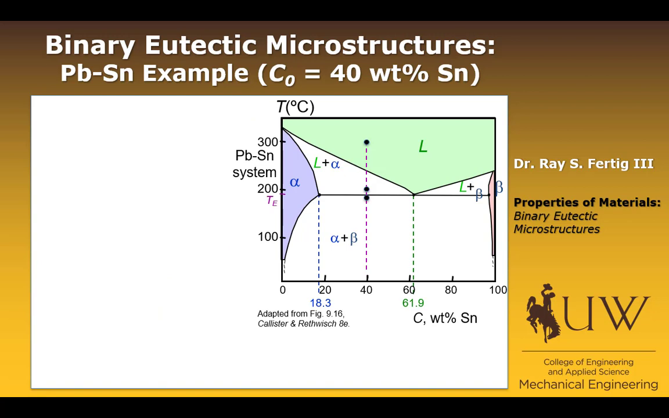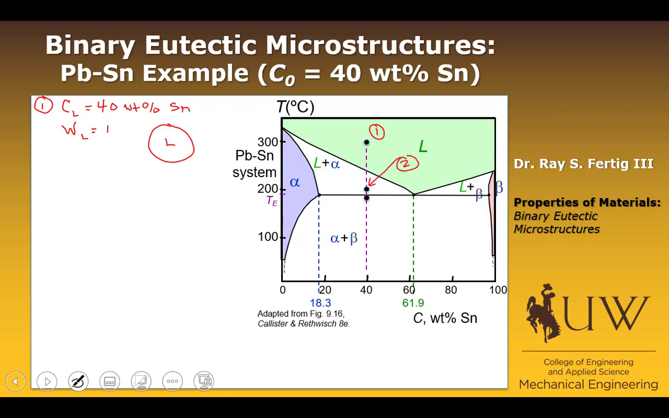For our last example of this system, we want to look at the composition of 40 weight percent tin. So let's go ahead and again do the easiest one first. So we'll call this 0.1. At 0.1, we just have all liquid, and the composition of that liquid is 40 weight percent tin. Okay, the weight fraction is obviously equal to 1, and we can draw that microstructure just as all liquid. Okay, so now let's go ahead to 0.2. We'll call that there.